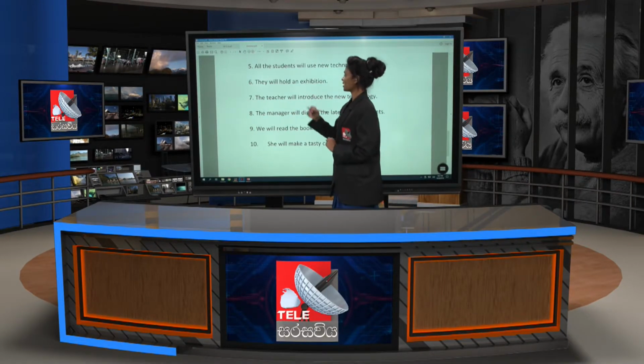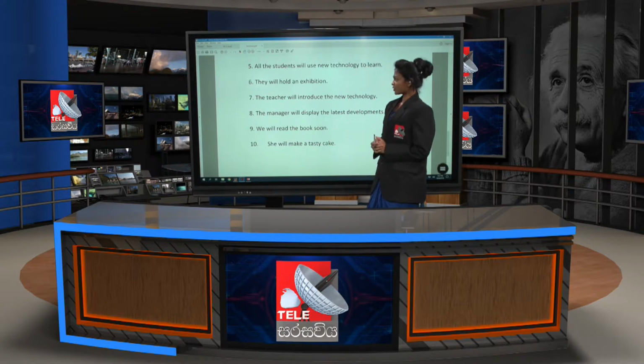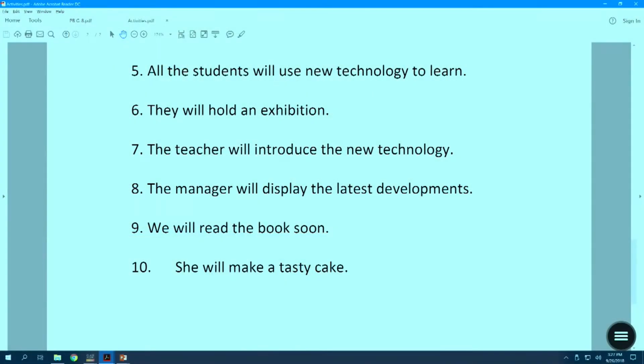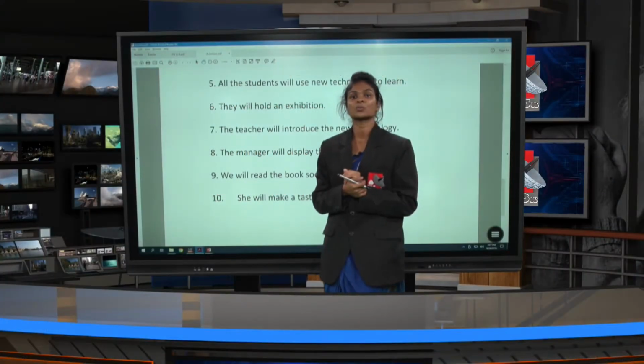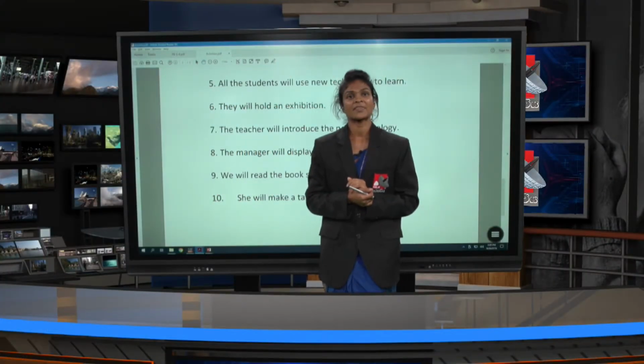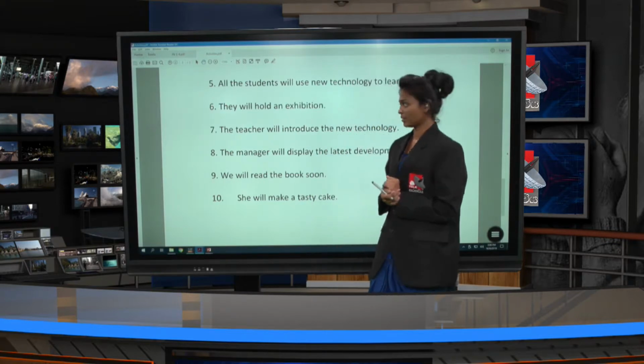Then seventh one, the teacher will introduce the new technology. The new technology, that means not the prevailing one, a new one to be introduced, right? The new technology will be introduced. Then we will move to the eighth one.